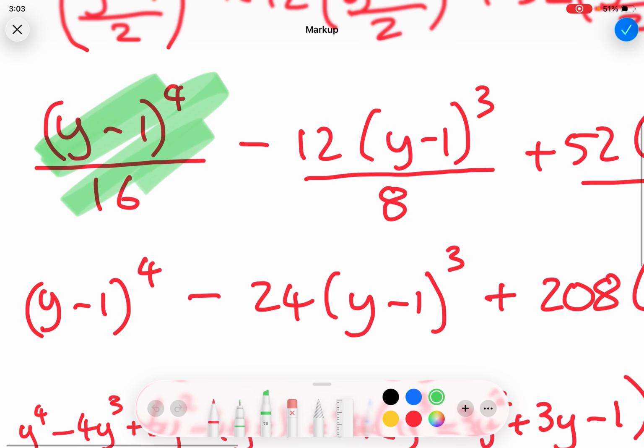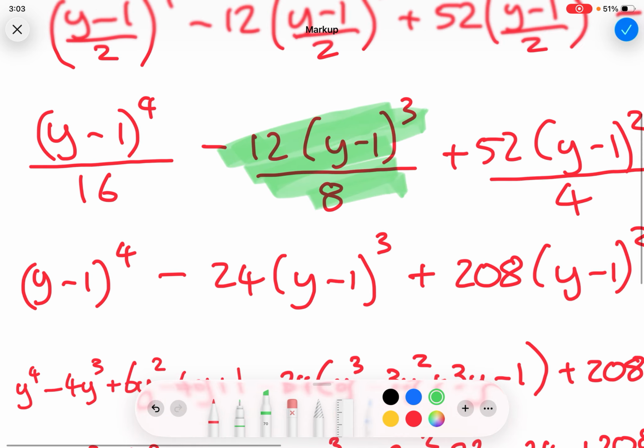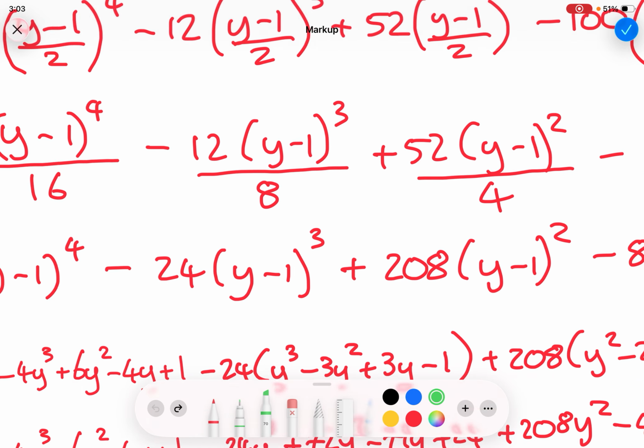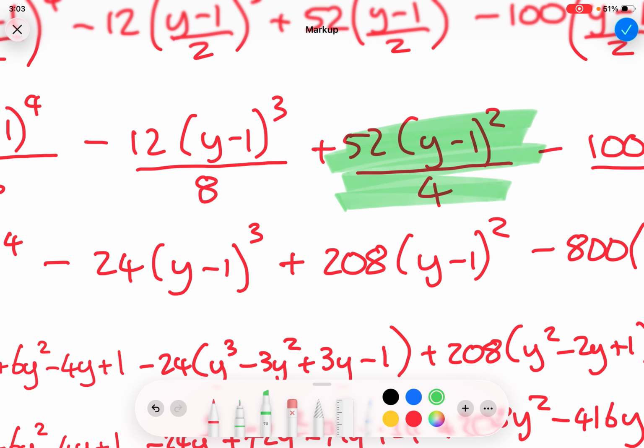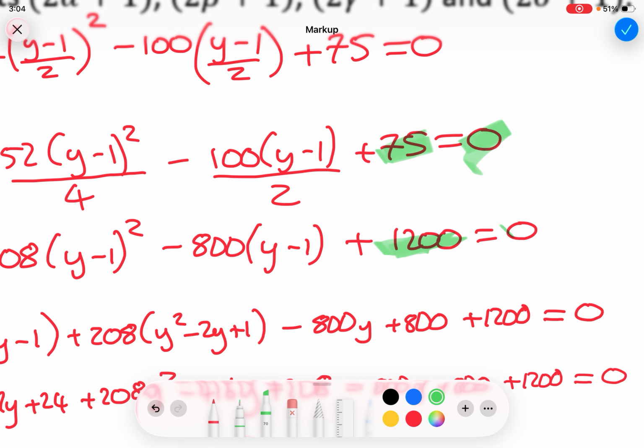So if I times this by 16, the 16 cancels out. If I times this bit by 16, well, the 16 divided by 8 is 2. So actually, I'm just going to times the numerator by 2. If I times this thing by 16, well, the 16 divided by 4 is 4. So actually, I'm just going to times the numerator by 4. Times this by 16, the 16 divided by 2 is 8. So I'm just going to times the numerator by 8. And then I've got the 75 times 16 and the 0 times 16.